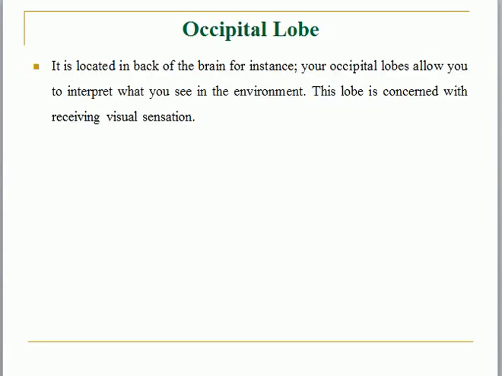So the occipital lobe is located in the back of the brain. For instance, your occipital lobe allows you to interpret what you see in the environment. This lobe is connected with receiving visual sensations. The occipital lobe controls vision. When we recognize the environment, when we recognize different colors in the environment, it is because of the occipital lobe.